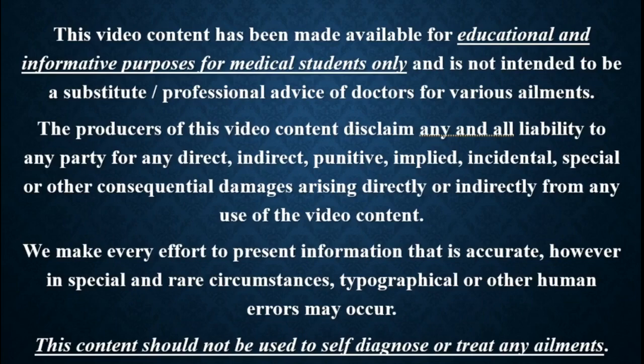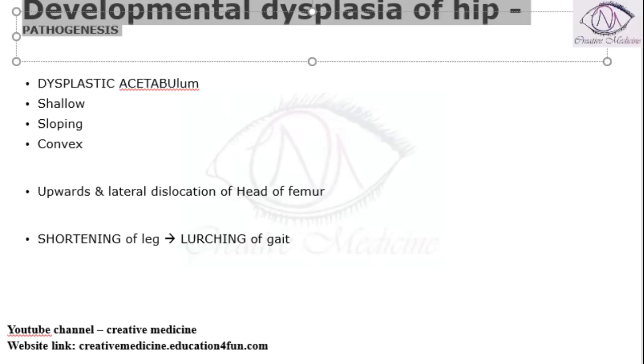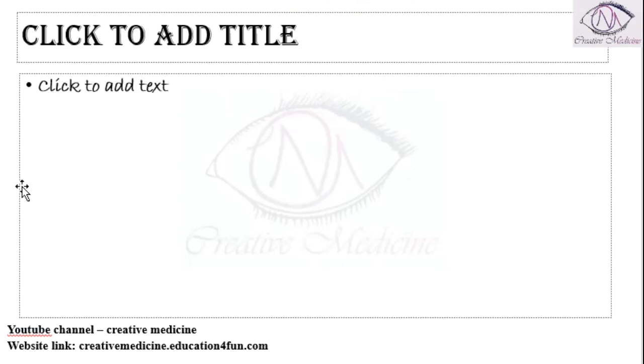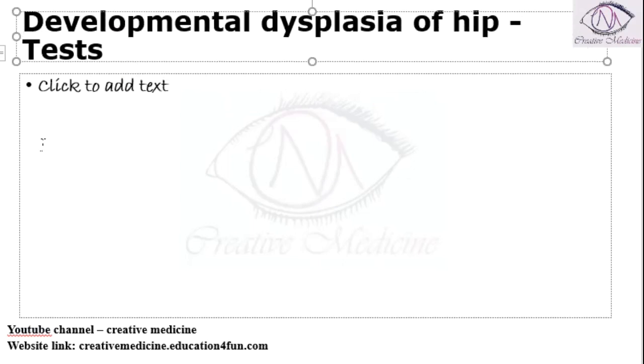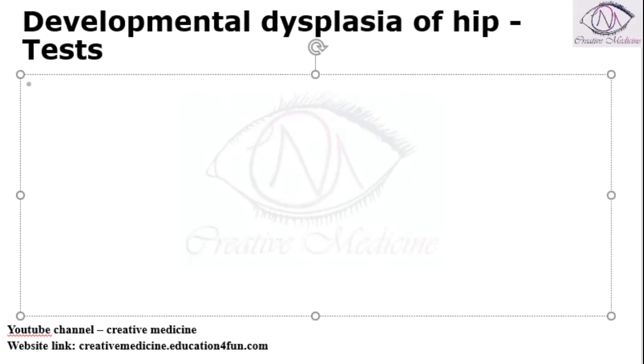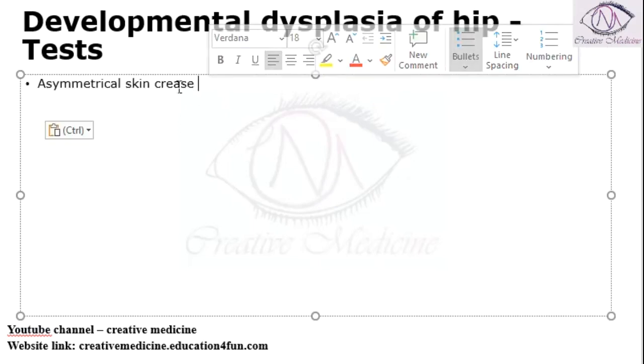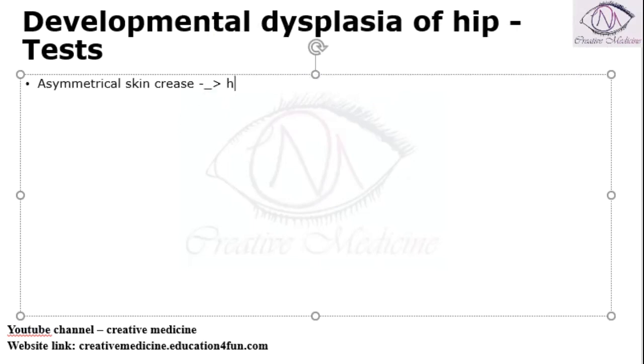In this lecture, we will learn about tests for developmental dysplasia of the hip. In the tests, first we have the asymmetrical skin crease test. Asymmetrical skin creases are seen in the thigh and in the gluteal folds.